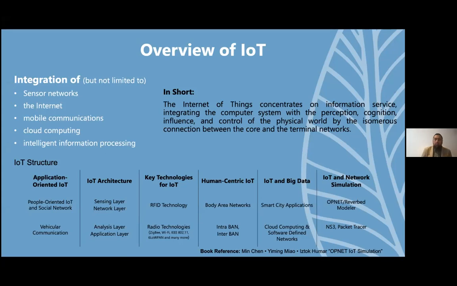These IoT can be exploited in human-centric applications. For example, we can use it for body area networks, intra-body area networks, and inter-body area networks. Also, we can exploit it in big data applications in order to move towards smart cities.